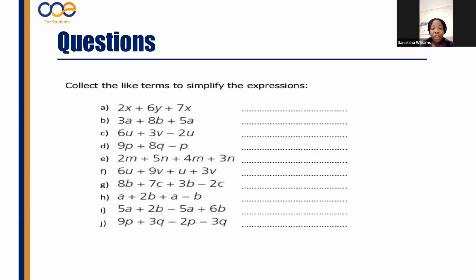So if we look at the first expression in part A, what are the like terms that we have? Yes, speak up so I can hear you. Miss, I asked you to repeat. You're not hearing me clearly, Nathan? Miss, I was asking if you could repeat what you said. Yeah, the first item, which terms are alike? X, miss. X only.